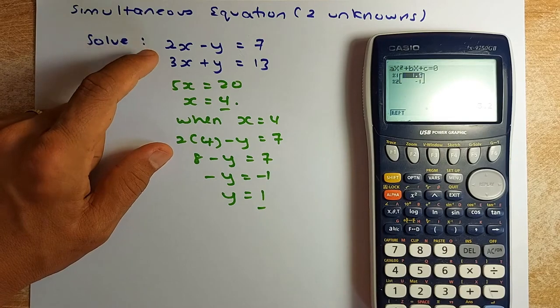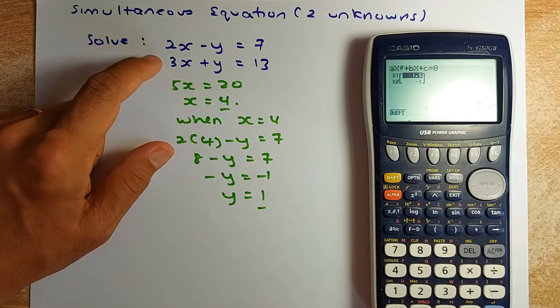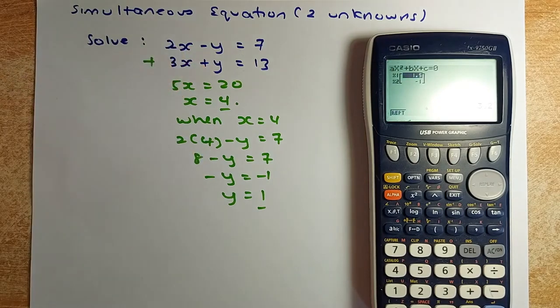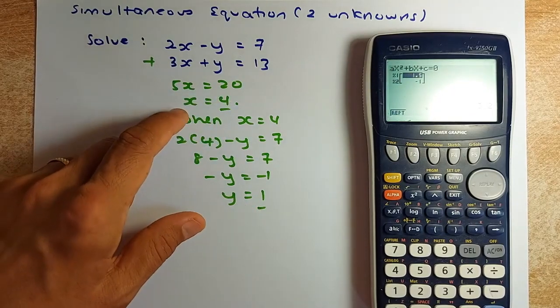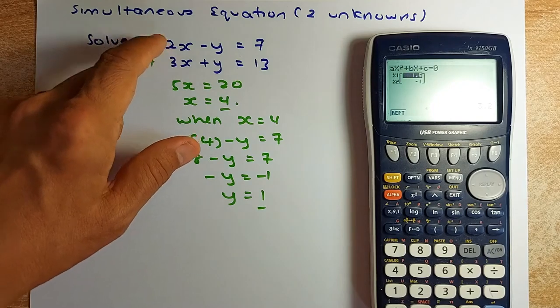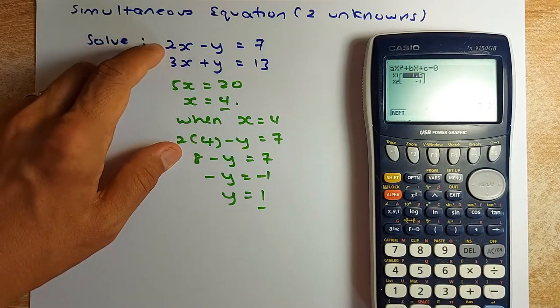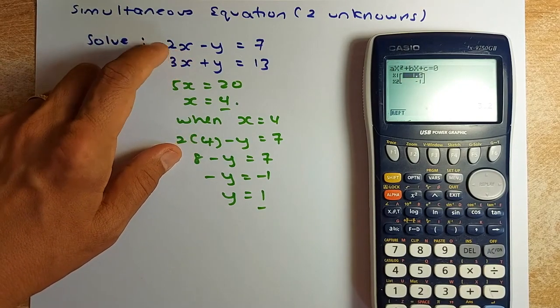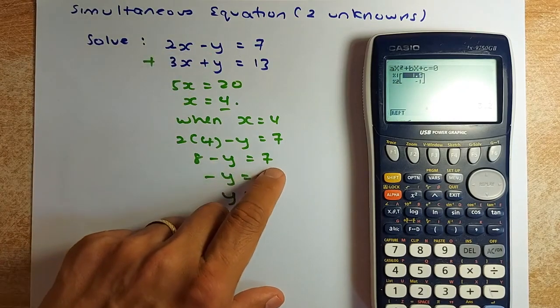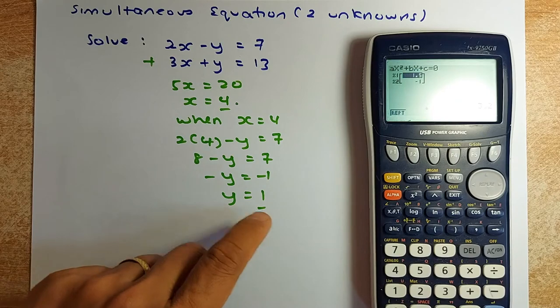To do that manually, we're going to add them up. So 2x plus 3x is going to be 5x. Minus y plus y is cancelling out. And 7 plus 13 is going to be 20. The next thing you do, 5x equal to 20, divided by 5, x equal to 4. Once you know x equal to 4, substitute 4 into either of the equations. We substitute into the first equation. So 2 times 4, x is 4, so 2 times 4 is 8. 8 minus y is going to be 7, and we solve algebraically: y equals 1.